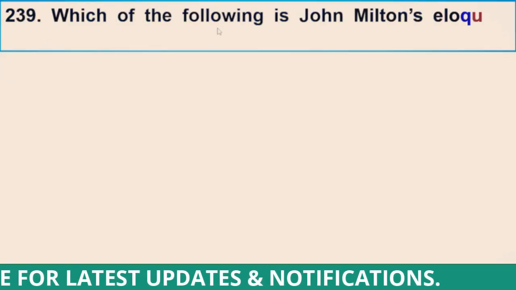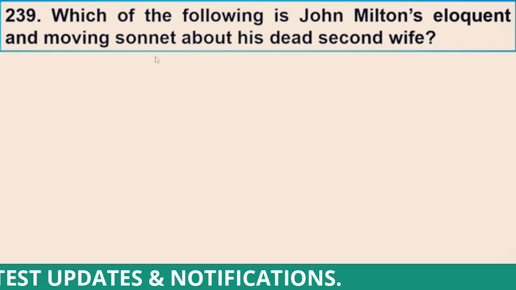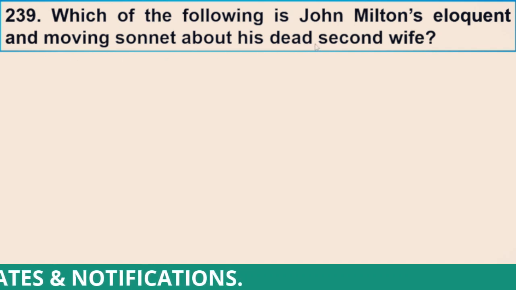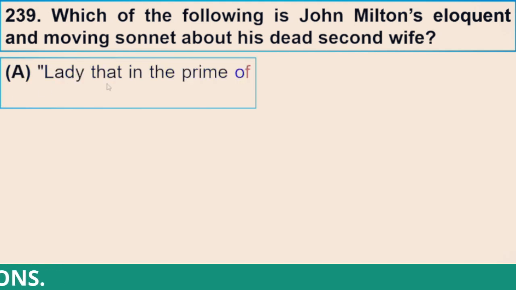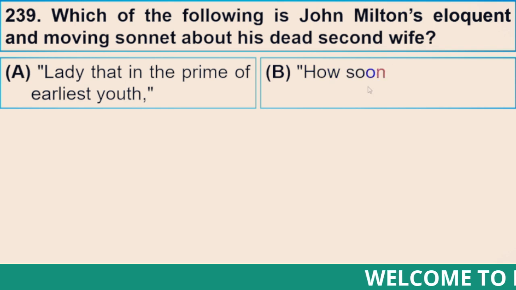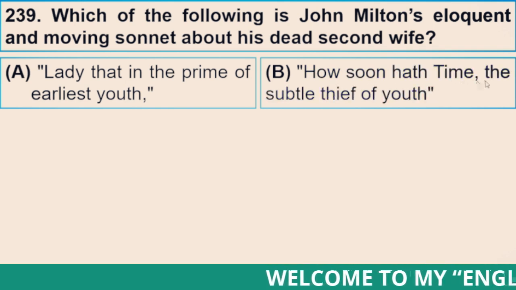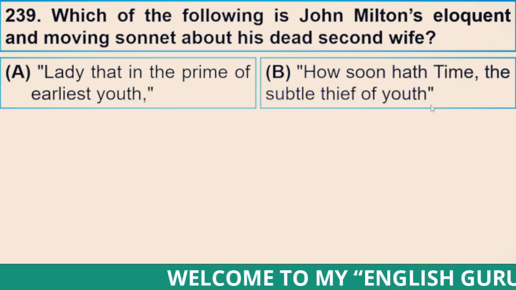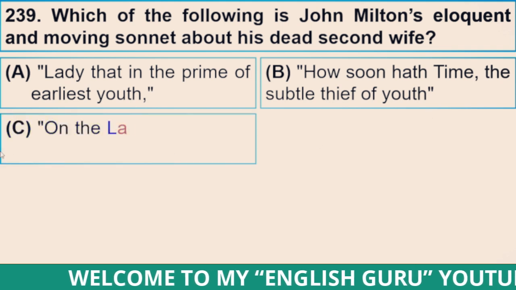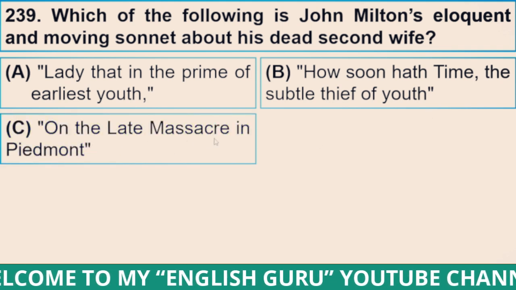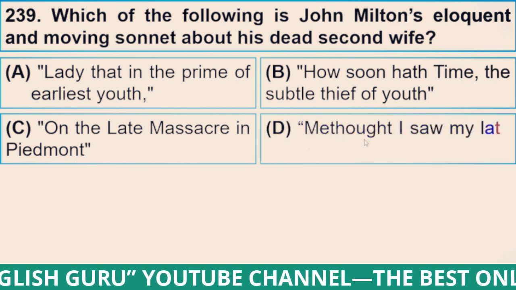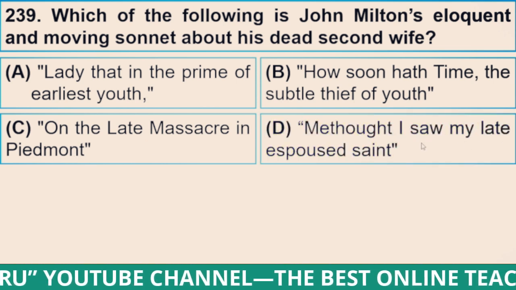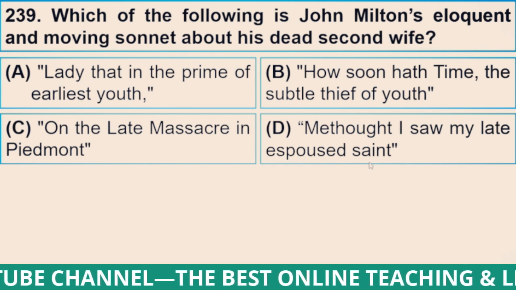Which of the following is John Milton's eloquent and moving sonnet about his dead second wife? Option A, Lady that in the prime of earliest youth. Option B, How soon hath time, the subtle thief of youth? Option C, On the late massacre in Piedmont. And option D, Methought I saw my late spouse sent.